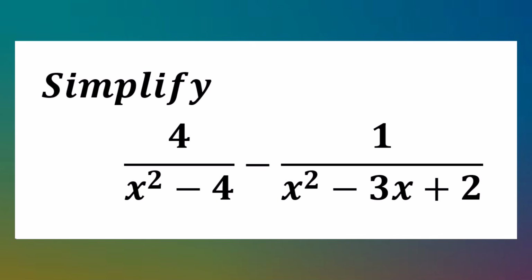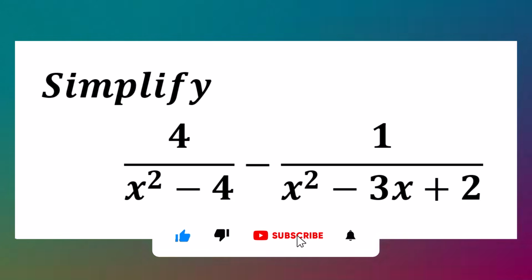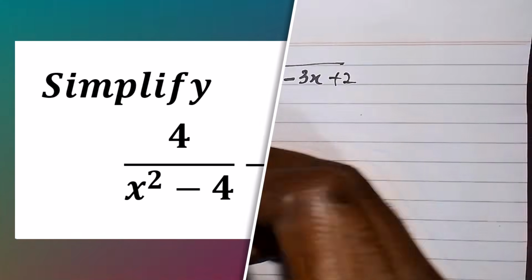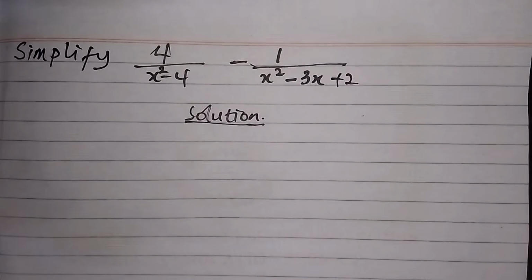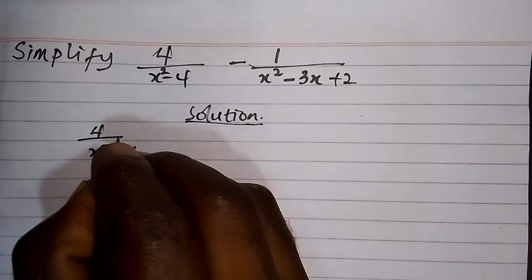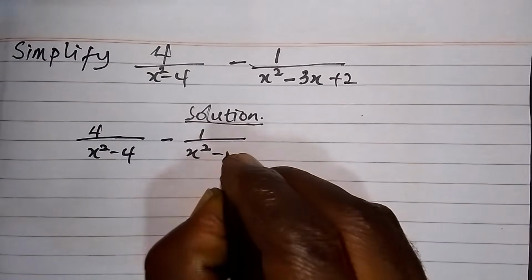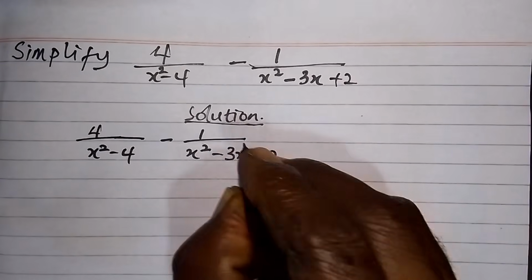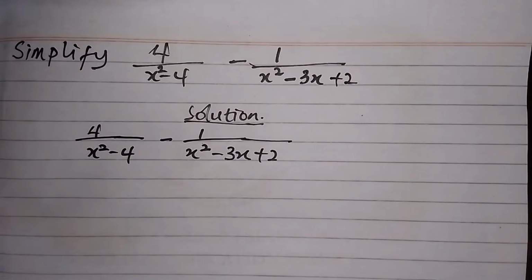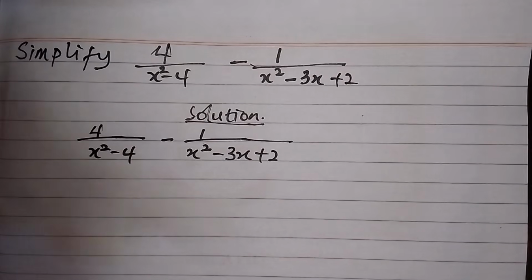Simplify 4 over x squared minus 4 minus 1 over x squared minus 3x plus 2. Let's look at the solution. So given 4 over x squared minus 4 minus 1 over x squared minus 3x plus 2, we want to simplify this. To simplify this, we need to know the identities we are dealing with.